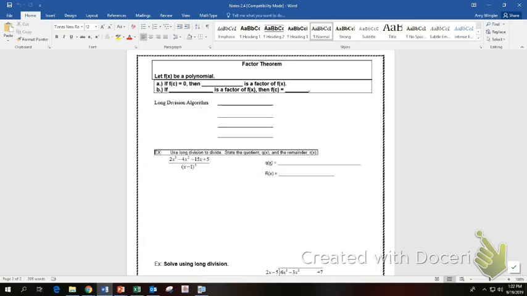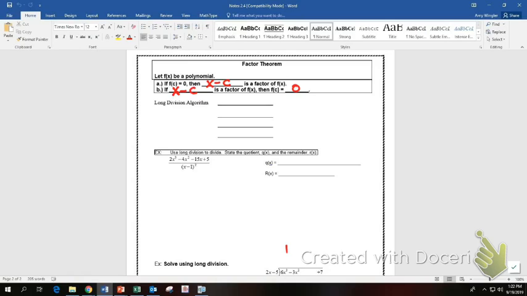When we're talking factors, you got to remember that if a solution, a root, an x-intercept, or a zero of a function shows you that f of c equals 0 in function notation, then that means x minus c is your factor. And you can also say that if x minus c is the factor, then f of c equals 0.